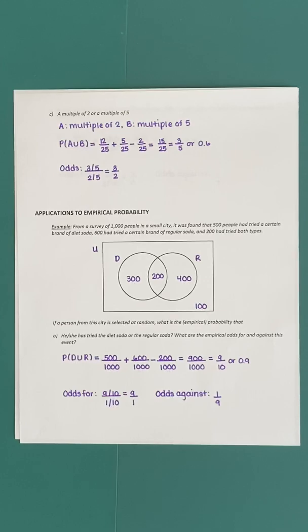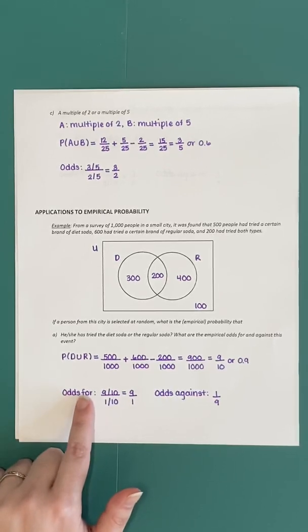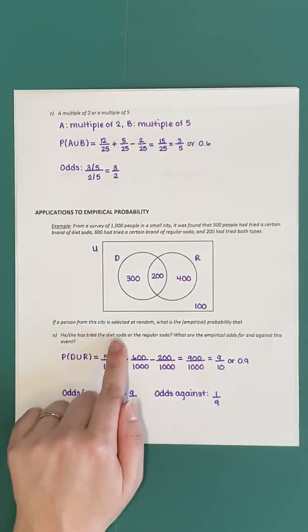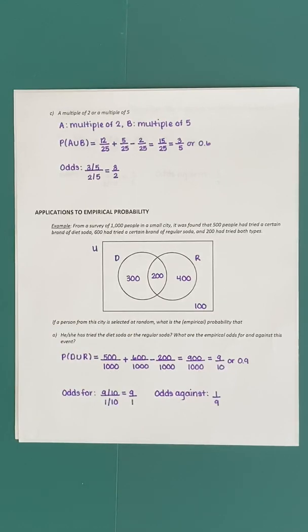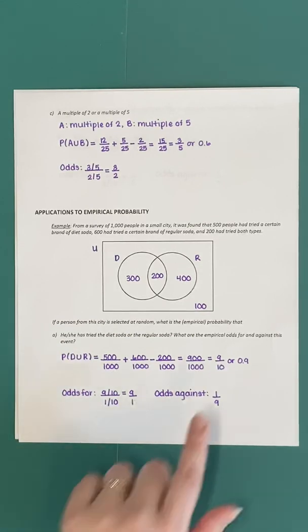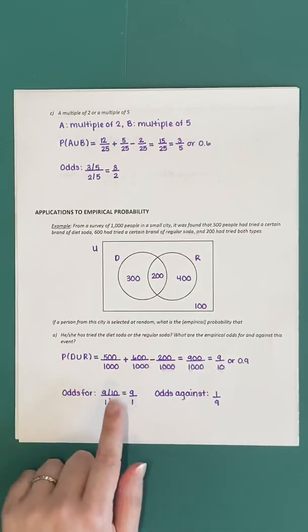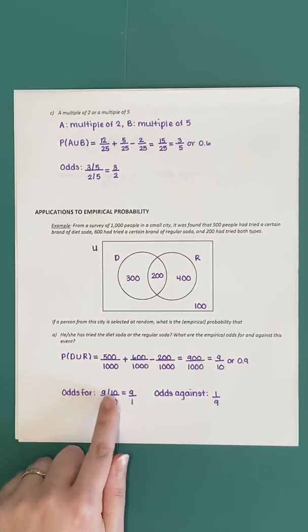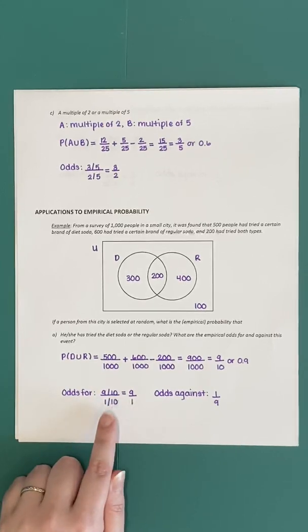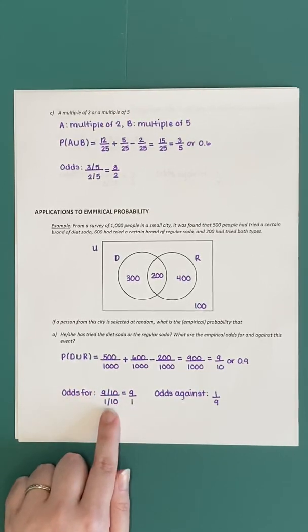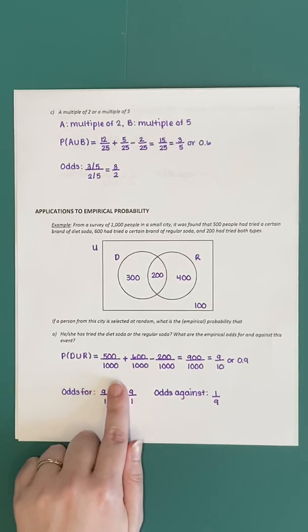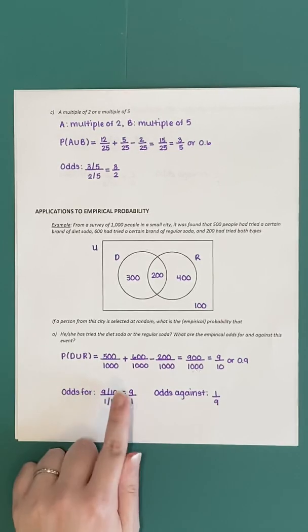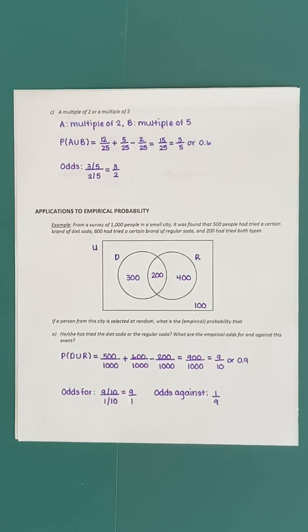Now we also want the odds. So the odds for this event and the odds against this event. So the odds for the event, in other words, the odds in favor that we choose someone who's tried one soda or the other and possibly both, well, the probability that they have is going to be 9 out of 10. And then the probability that they haven't, well, if 9 out of 10 have, then 1 out of 10 haven't. So 9 out of 10 over 1 out of 10, reduce that common denominator, and that means the odds are going to be 9 to 1.